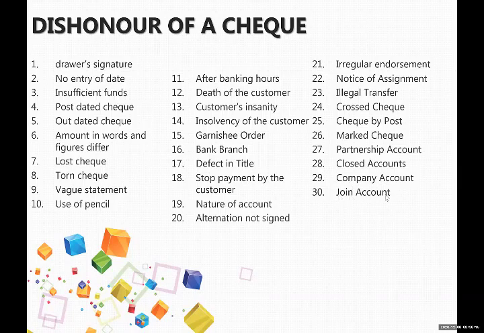Again, the company account and joint account. In a company account or a joint account, two people are supposed to sign together on a check. If one partner or joint director forgot to sign, or in a joint account the other holder forgot to sign the check, the bank will refuse to make the payment. I hope this is clear. These are the 30 reasons, the causes, why a bank dishonors a check.